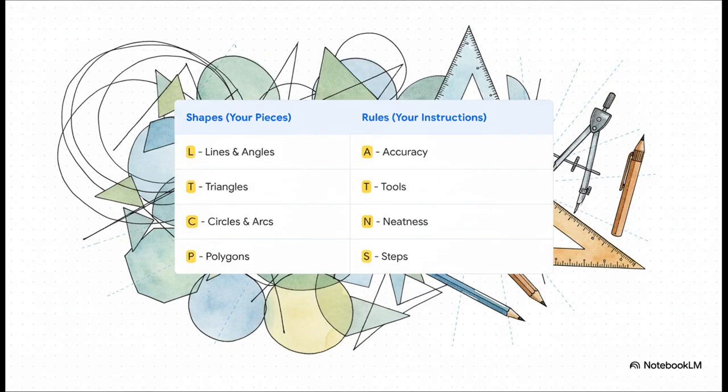On one side, you've got your shapes, your pieces. L for lines and angles, T for triangles, C for circles and arcs, and P for polygons. And on the other side, you've got your rules, your instructions. A for accuracy, T for tools, N for neatness, and S for steps. That's it. That's your entire geometrical construction kit, all in one place.